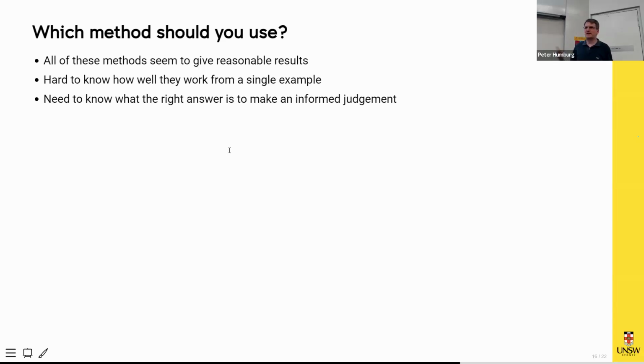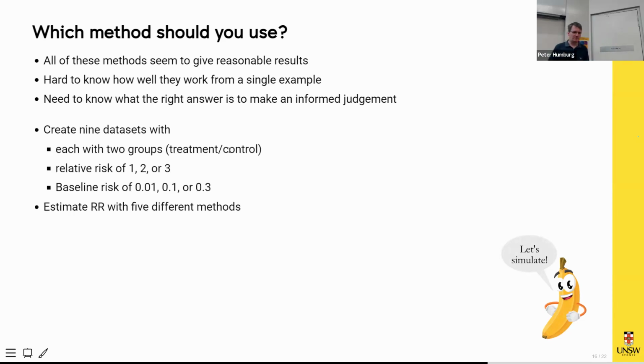Yeah, it's kind of hard to tell just looking at this data, right? And at each individual example you look at, it's kind of hard to know is one better than the other because you don't know what to choose. So really what we should do is we should simulate some data where we know what the answer is, and then we can look at how well these methods do at recovering that answer. So I went and simulated 9 different data sets for different combinations of relative risk and baseline rate, right? Because both of those might matter in how well different methods do.